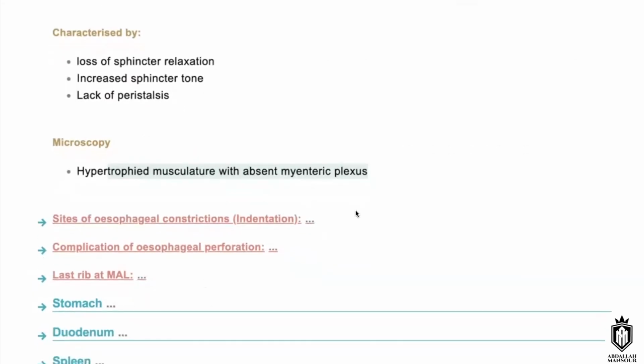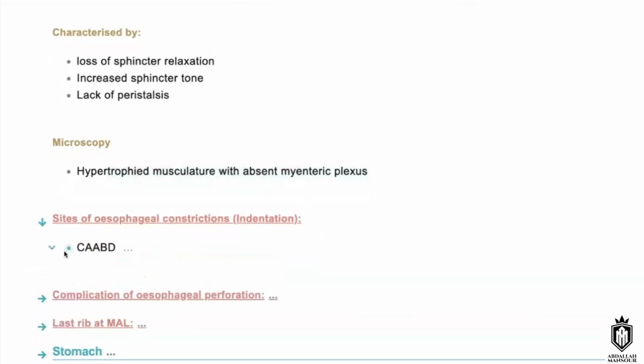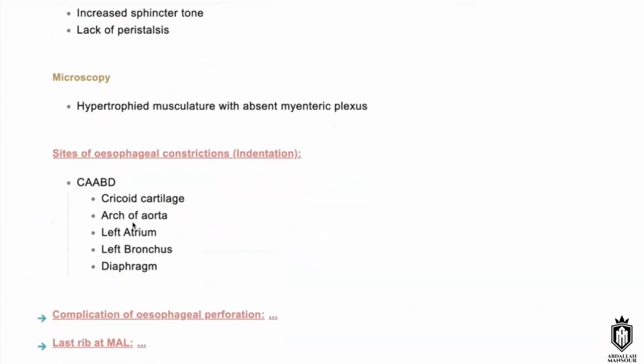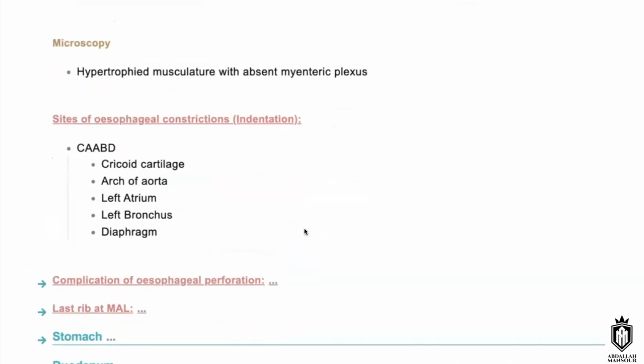What are the sites of esophageal constrictions? There are three structures that cause this constriction. We have one from the aortic arch, the left main bronchus, as well as the left atrium. Yeah, the way I would like to remember it, it's CAALD. So you want to say cricoid cartilage, arch of the aorta, left atrium, left bronchus, and diaphragm.